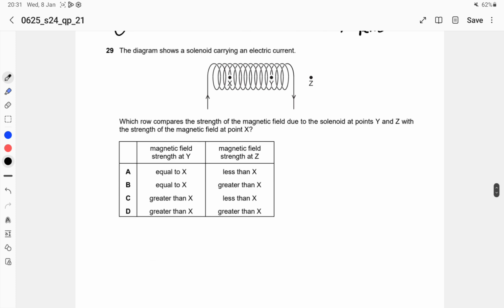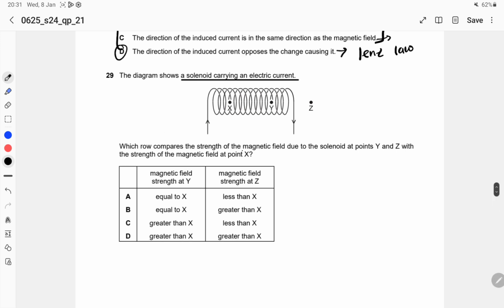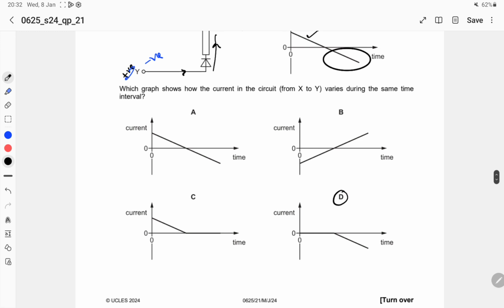28th, the diagram shows a solenoid carrying electric current. So this is an electromagnet. Which row compares the strength of magnetic field due to the solenoid at points Y and Z? Okay, chalo. So you know to find the strength of magnetic field, that is given by the spacing between the magnetic field lines.